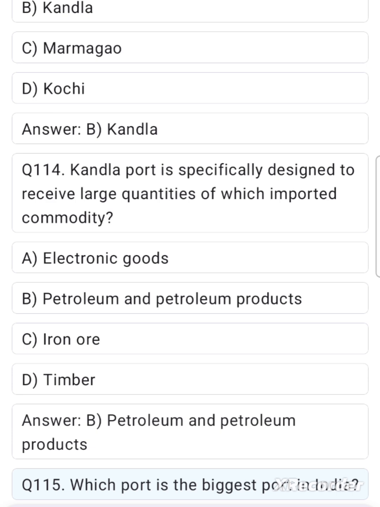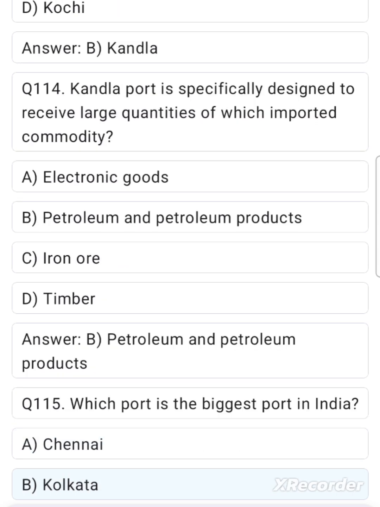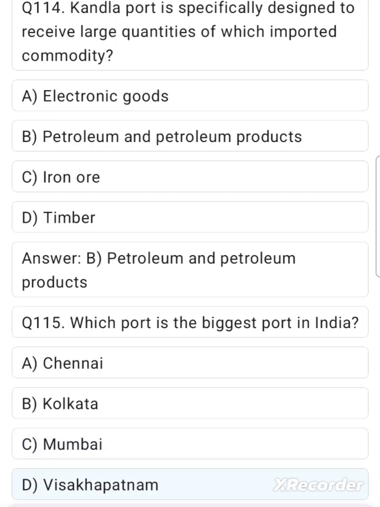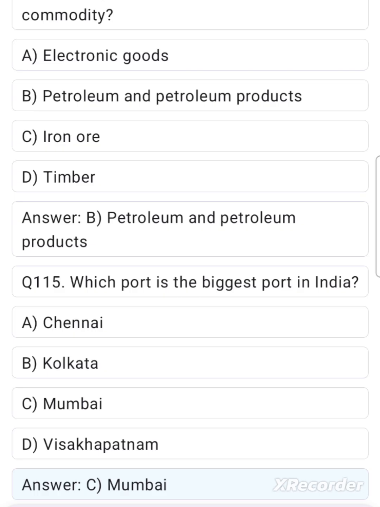Q115. Which port is the biggest port in India? A. Chennai. B. Kolkata. C. Mumbai. D. Vishakhapatnam. Answer C. Mumbai.